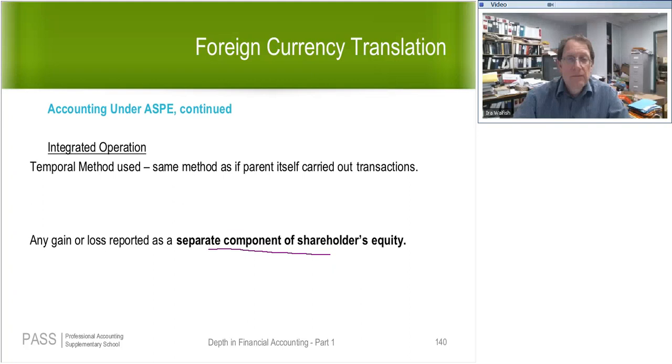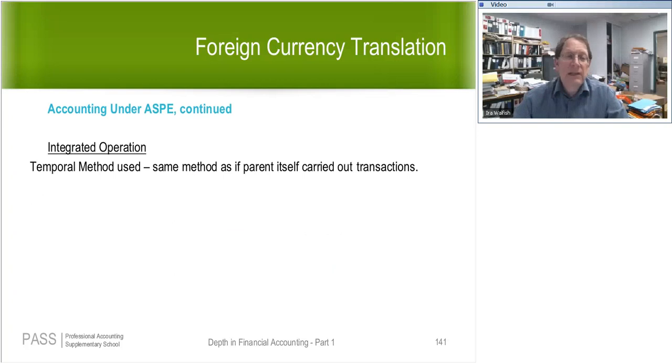I don't have to teach this one. I've already done it. What happens if my operation, my sub in the States, is integrated? Guess what? Use the same method as if you didn't have a sub, called the temporal method. We've already done it. Now, does everybody understand? I'll answer the question in a sec. Mohammed, does everybody understand why this makes a lot of theoretical sense? It should. Here's the question.